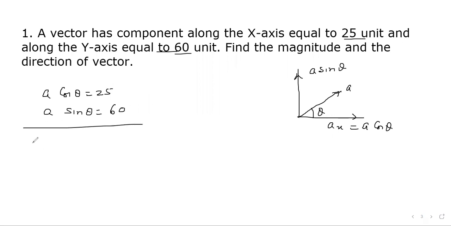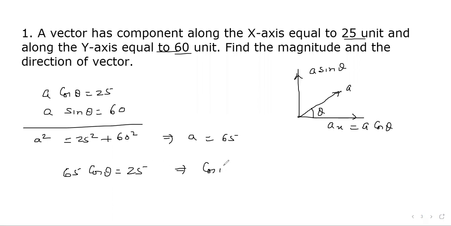We can square and add. So A square equal to 25 square plus 60 square. So this will give A equal to 65. Now from here we can get theta. So 65 cos theta equal to 25, from where cos theta equal to 25 by 65, 5 by 13, or theta equal to cos inverse 5 by 13.